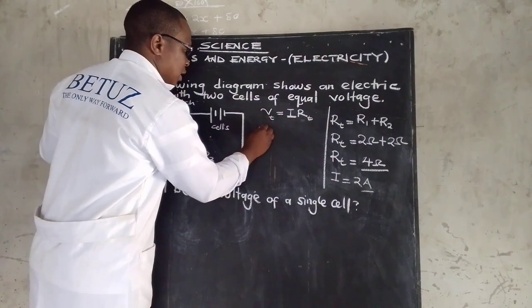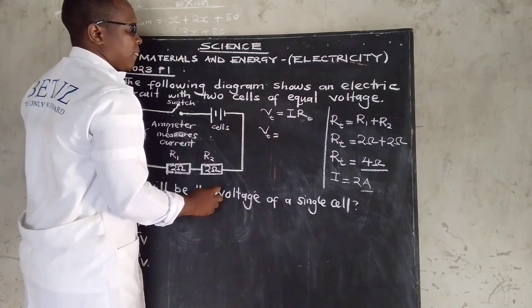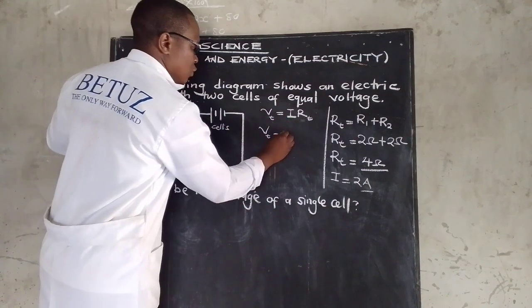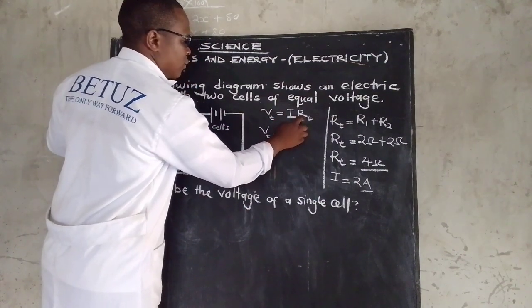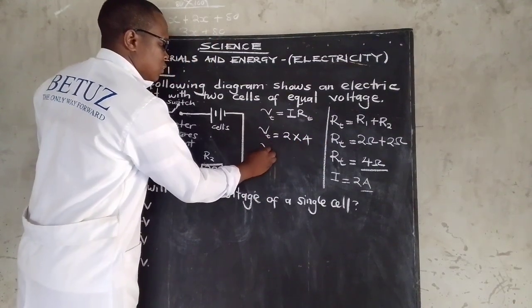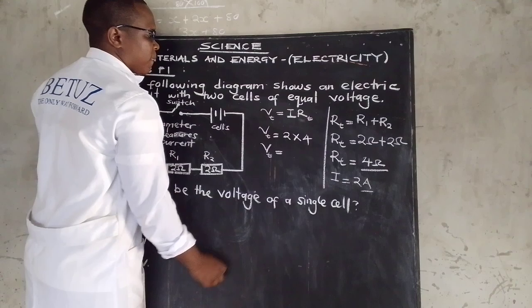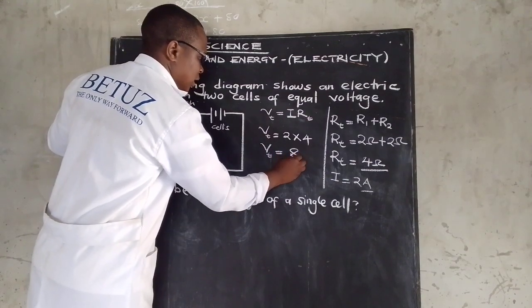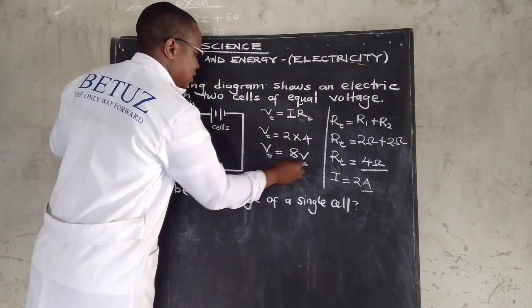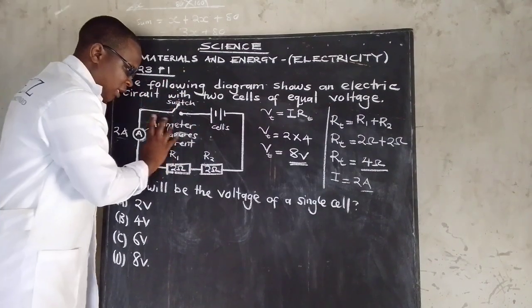So total voltage is equal to the current, 2, multiplied by the total resistance, 4. So voltage total is equal to 2 times 4, which gives 8 volts. This is our total voltage for this circuit.